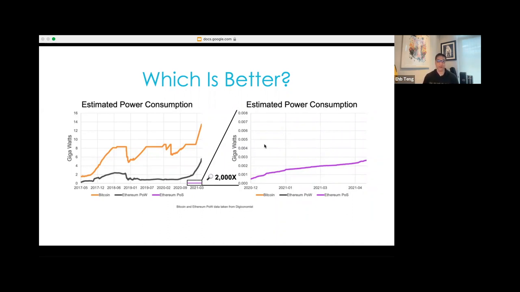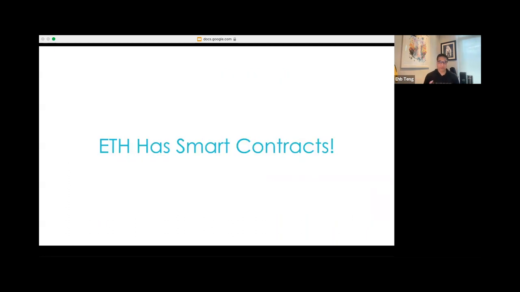So which is better? I think if you're looking at energy, it's clear that proof of stake is better. For me, that's a big primary concern in terms of climate and global warming and whatnot. So for me, proof of stake is better, but there's people who argue the other way around too. Another thing that Ethereum has right now is smart contracts. Bitcoin doesn't have smart contracts. So what are smart contracts all about?